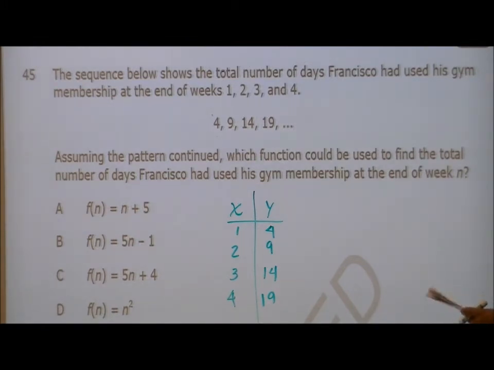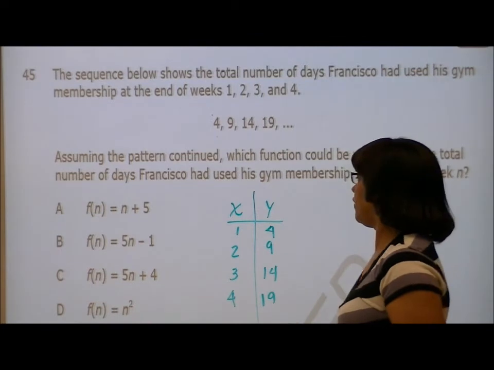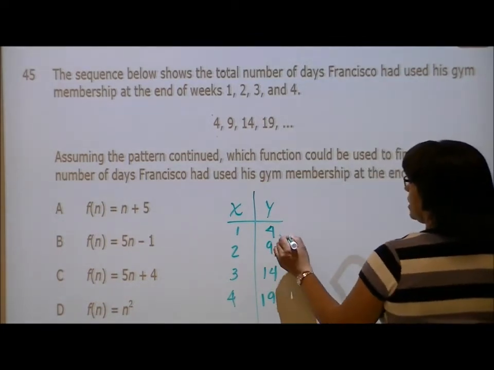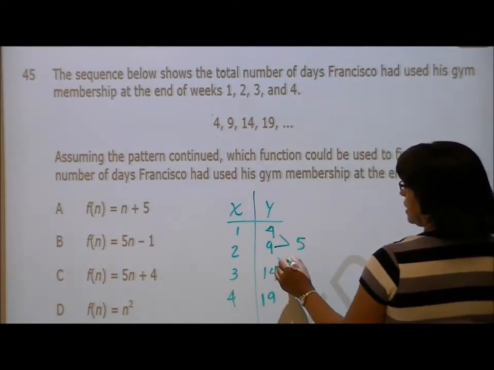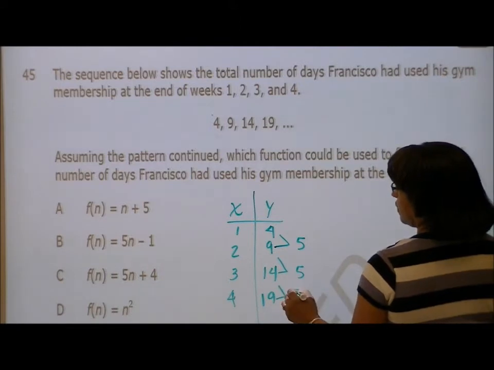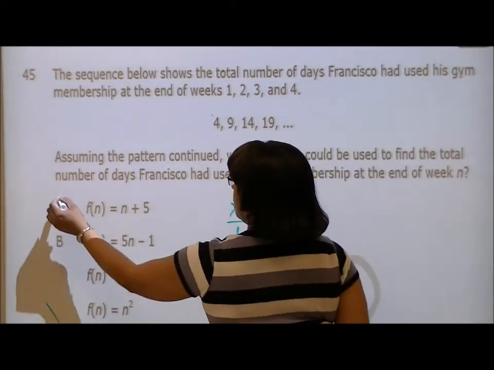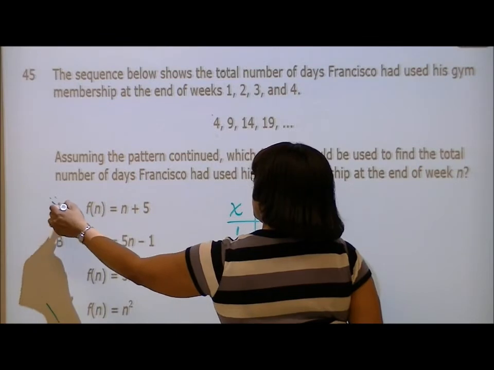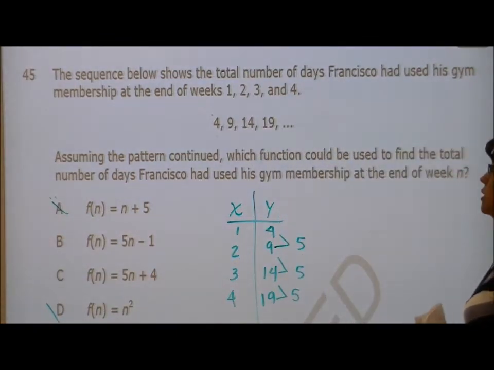You can go ahead and put it in StatEdit in the calculator and find the equation. All the slopes look pretty similar. Well, there are 2 of them right here. I can find out the slope right away. 9 minus 4 is 5. 14 minus 9 is 5. 19 minus 14 is 5. So we can eliminate this one and we can eliminate this one. So it has to be B or C.